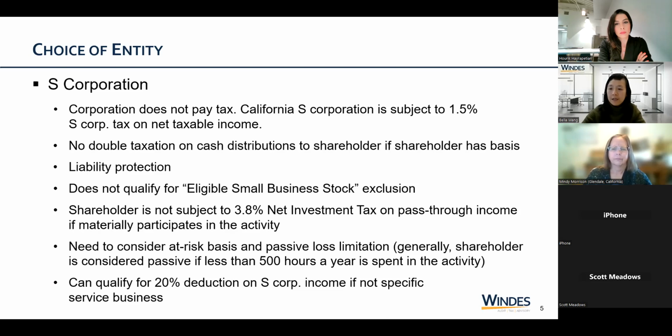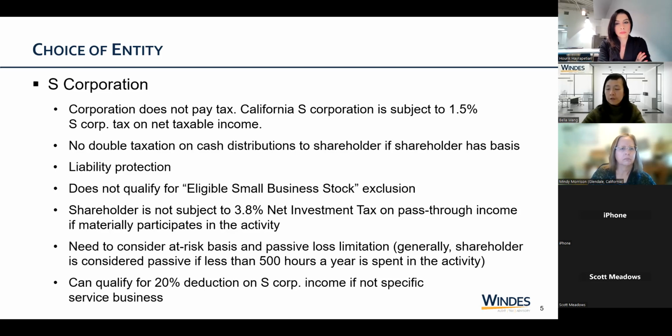At the federal level, the S corporation does not pay any corporate tax. For California, you do have the 1.5% S corp tax on the net income. The income will flow to the shareholder and be reported on the Schedule K-1. So every year, the shareholder will get a K-1 from the S corporation. They will pay personal income tax on the S corp income. And also, if the shareholder is active, materially participating in the S corp activity, you don't have to pay the 3.8% net investment income tax on the S corp income.